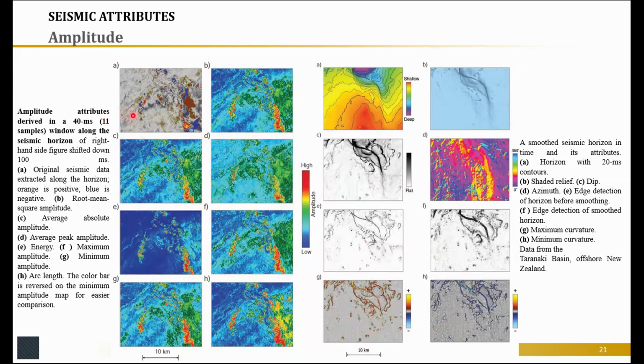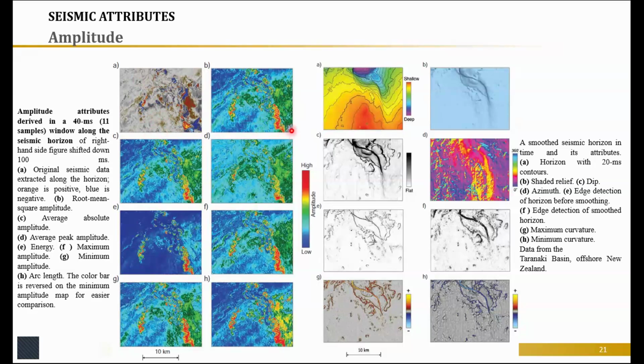Moving to that figure here, you will find the amplitude attribute, for the same area, but we have a window of 40 milliseconds, and we shifted this horizon downward 100 milliseconds to find the reservoir and to see the reservoir properties. So here, this is the original seismic data, where the peak is blue and the trough is red. And then they try to extract some of the attributes along that horizon.